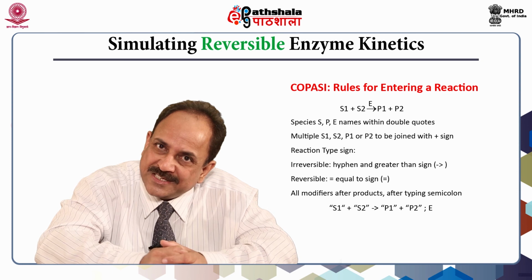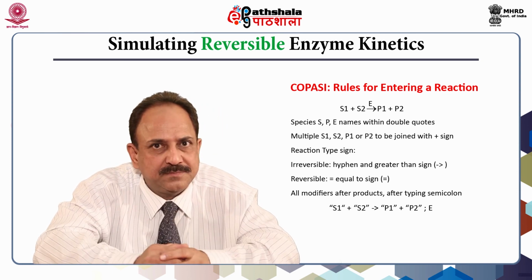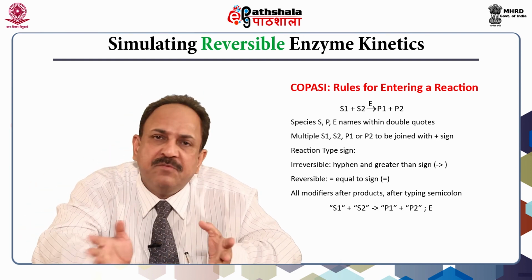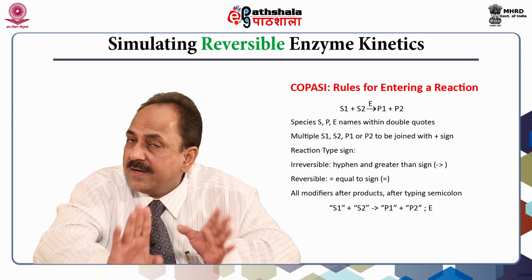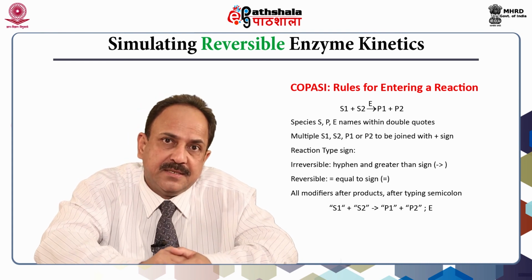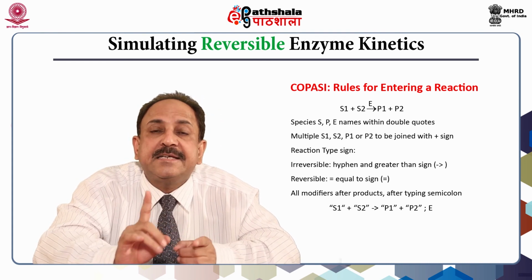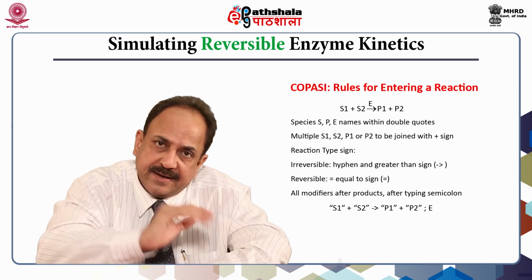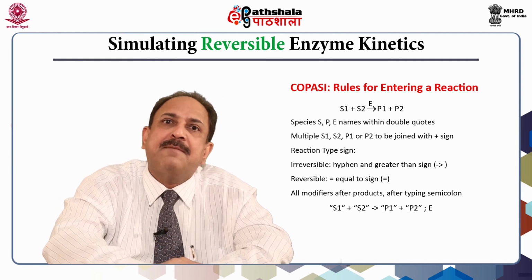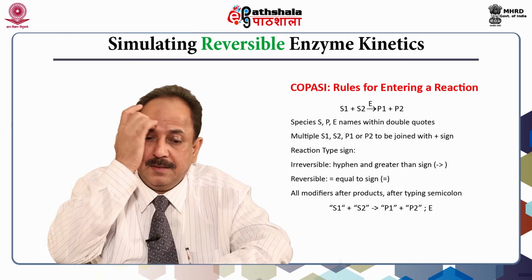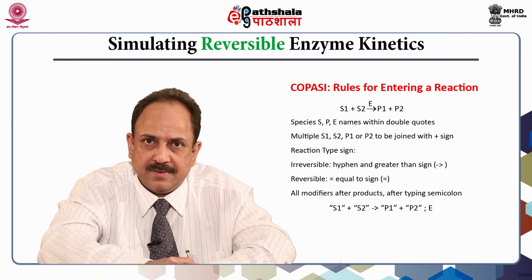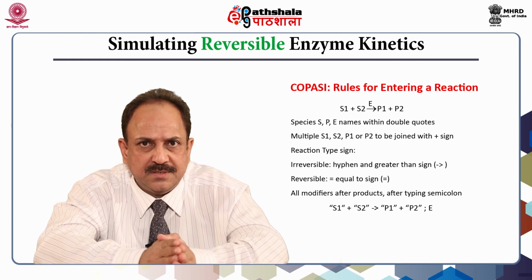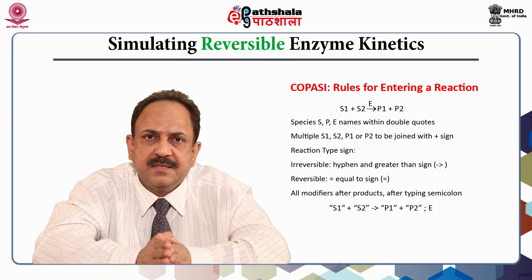Then you enter the name of the first product enclosed within double quotes, a space, and join other products, maybe 1, 2, using the plus sign. When all the products have been entered, enter a space and type a semicolon. This will end the reaction. Then after this, you have to add the modifiers. For example, you can add the name of the enzyme, again enclosing the name within double quotes if it contains a space.